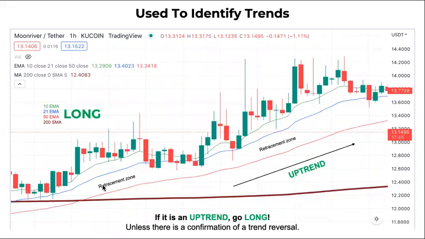And there's this area here, which I call the retracement zone. This is the area between the 21 EMA and the 50 EMA, basically the space between the blue and the red line. So this is where I will enter my trades. If I want to go long, I will wait for the price to come into my retracement zone before I open a long position. This retracement zone acts like a dynamic support area for me. Need a space between the 21 and the 50 EMA.